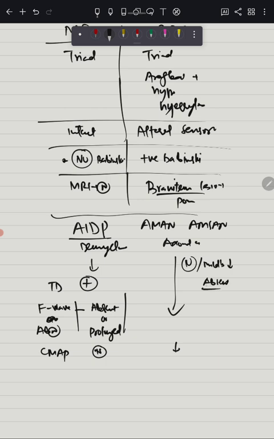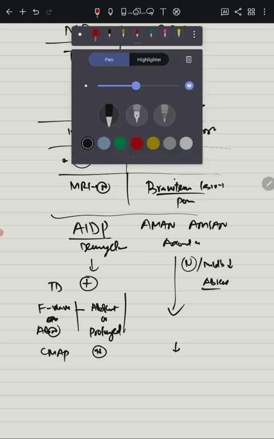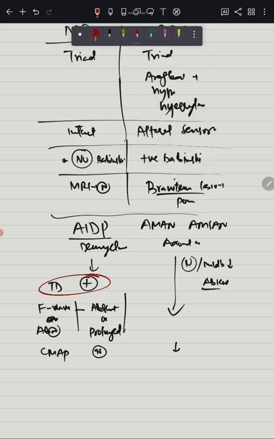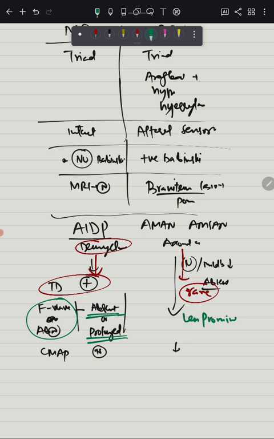And temporal dispersion, as we already mentioned, is very common in demyelinating lesions, but it is very rare here. And F wave abnormalities, which are common there, can be absent F wave or prolonged F wave, and it is less prominent here.